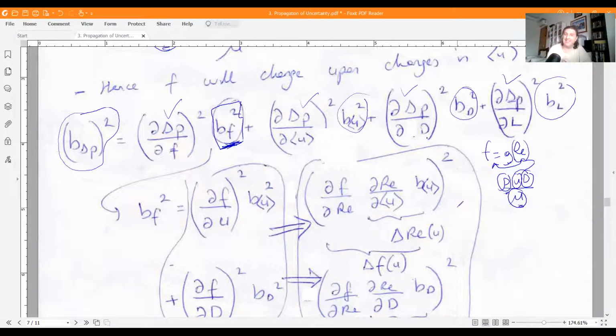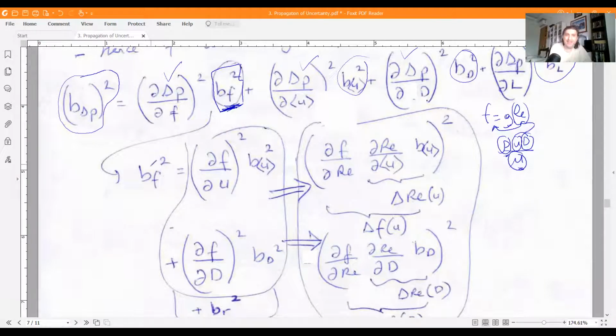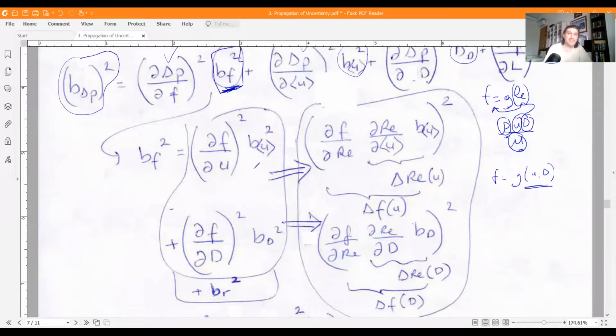First, once you understand this, it's very easy to go with the mathematics. So basically, BF square will be the partial derivative of F with respect to U, squared, times BU square, since F is a function of Reynolds number, which means it is a function of U and D. That's what I did here. I got rid of the Reynolds number here to see the whole thing more clearly. Plus the partial derivative of the fanning friction factor with respect to diameter, again squared, times BD square.